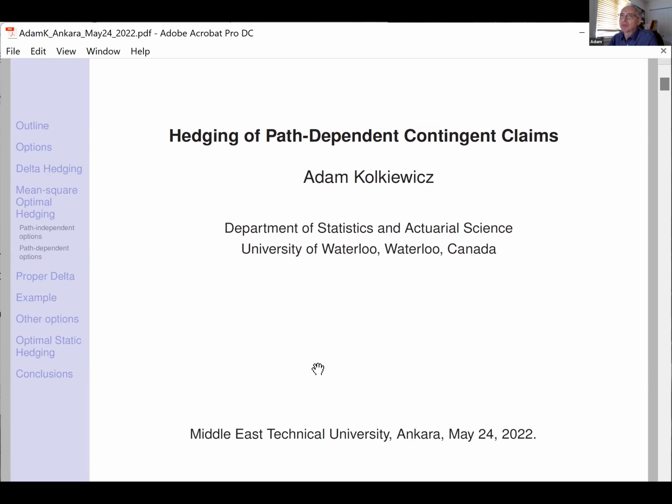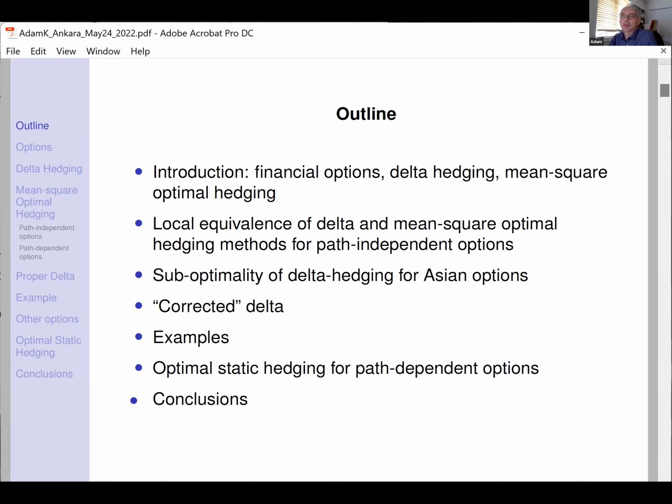So the topic for today is one of the classical topics in modern finance. It is about hedging. This is the outline of what we are going to do in the talk. We will talk about certain shortcomings of the standard delta hedging method that we uncovered in our study. The discussion will be focused mostly on Asian options, but the problem that we uncovered for delta hedging is valid for almost all path-dependent options.